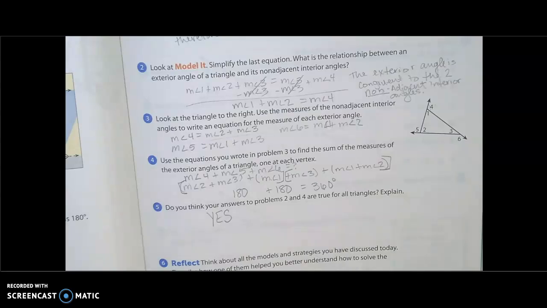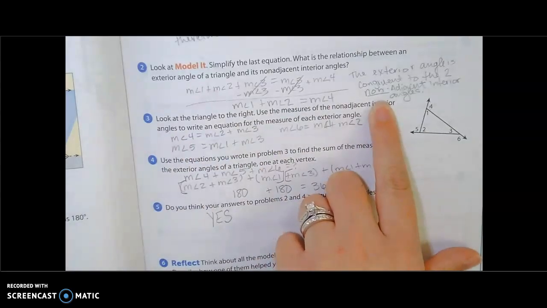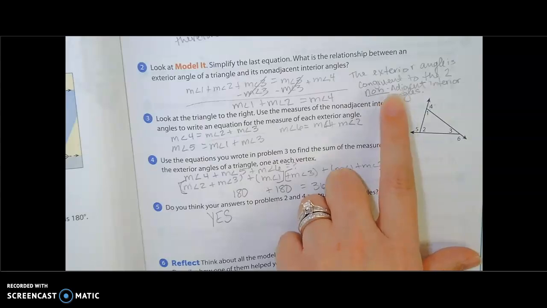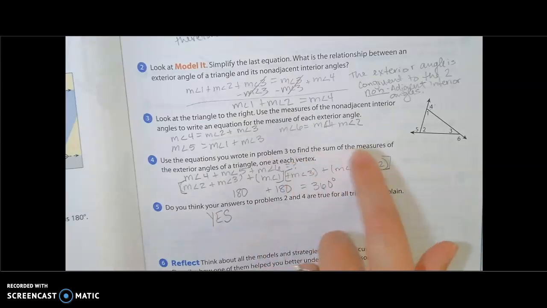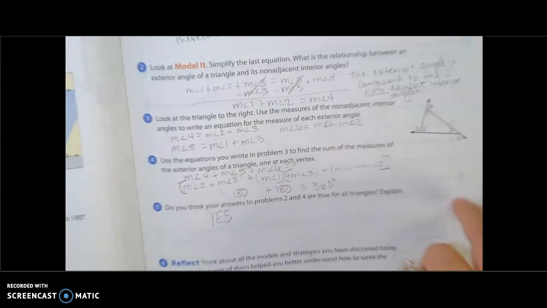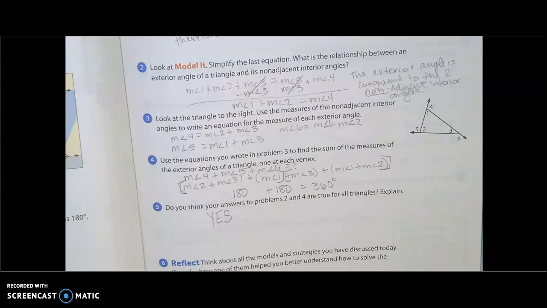And you can put your own explanation with that, but the big answer there is yes, it is true for all triangles. The exterior angle is congruent to the 2 non-adjacent interior angles, and then here the exterior angles of a triangle will add to 360 degrees. Always. I'm not going to make you do the reflected.